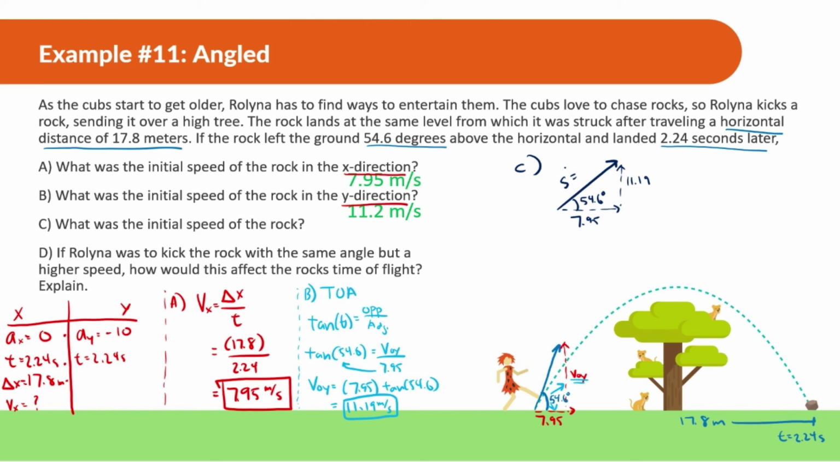Remember, the speed is the combined value. Or we could use the Pythagorean theorem, and that's what I'm going to do. Speed is equal to the square root of 7.95 squared plus 11.19 squared. We're just using the Pythagorean theorem there. Oops, sorry, I put it into my calculator wrong. 7.95 squared plus 11.19 squared.